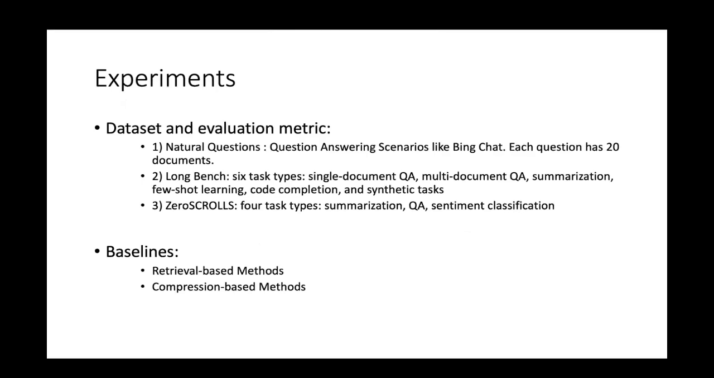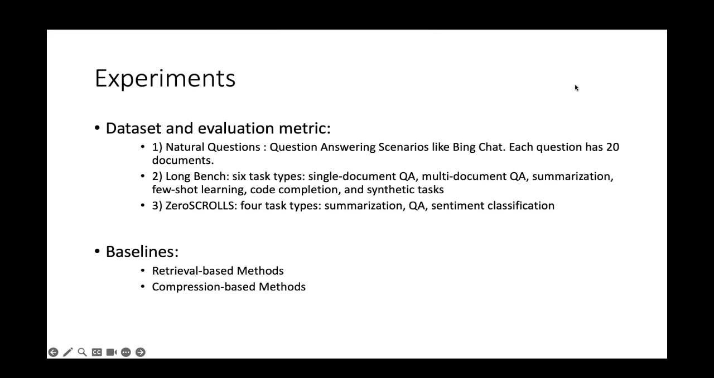And this was all about the methodology part, moving on towards the experiments. For the datasets and evaluation metrics, they have used three: Natural Questions, which has question answering scenarios like Bing chats, and each question has 20 documents; LongBench, which has 6 task types. The first is single-document question answering, and the second is multi-document question answering, here up to 10 documents, and then summarization, few-shot learning, code completion, etc. And then ZeroSCROLLS, which has 4 tasks: summarization, question answering, and sentiment classification.